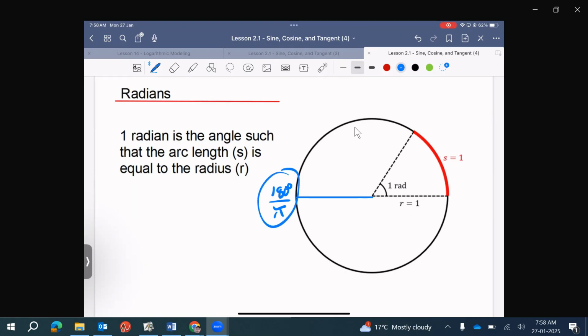180 is pi. Remember that. That's the only fact you sort of need to remember. It's also the conversion. If you multiply a number in radians by 180 over pi, you'll convert it to degrees. If you divide a number in degrees by 180 over pi, you'll convert it into radians. This is the ratio for conversion.